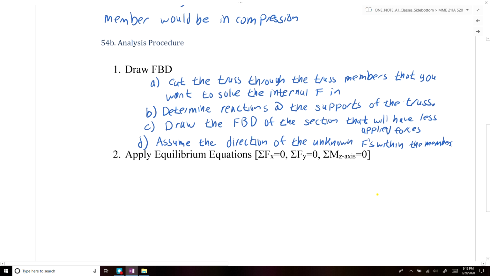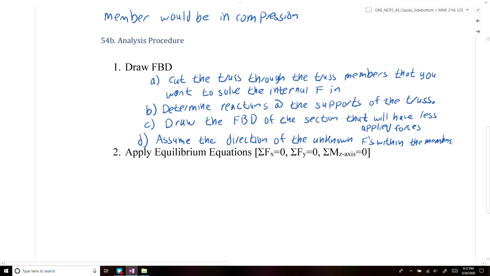The second step here is you then apply your equilibrium equations. Typically, you would apply these three, but you could apply multiple moment equations as well if it makes it easier. When you do this, you should pick the suitable equilibrium equations to help solve for the unknown forces.